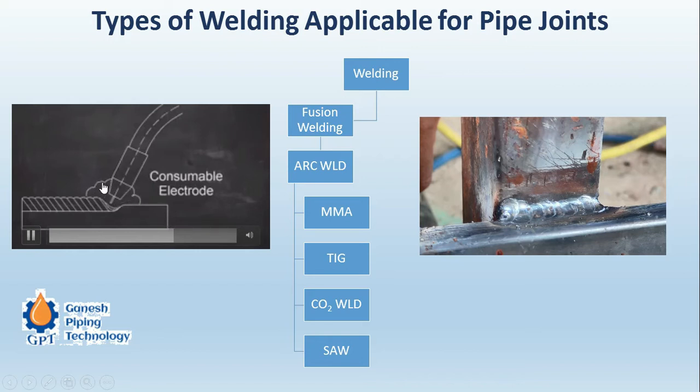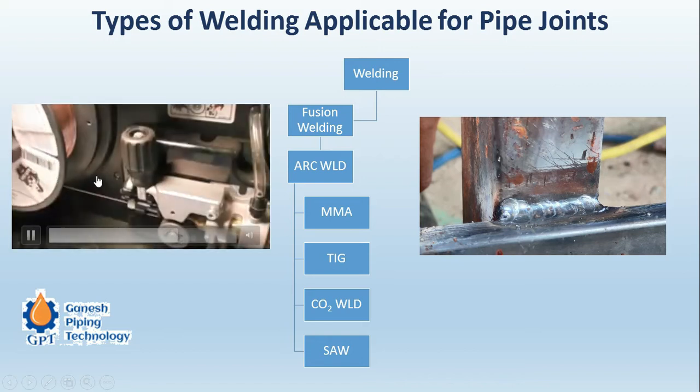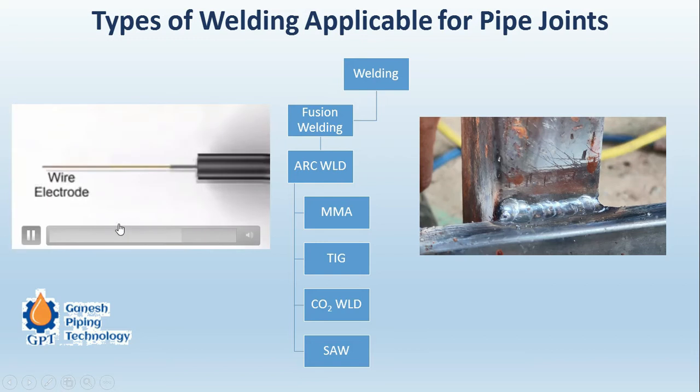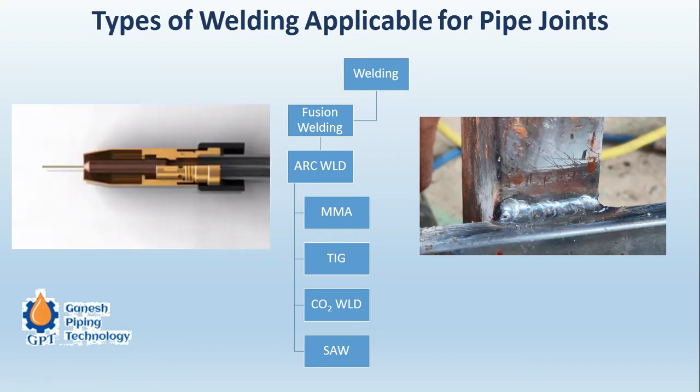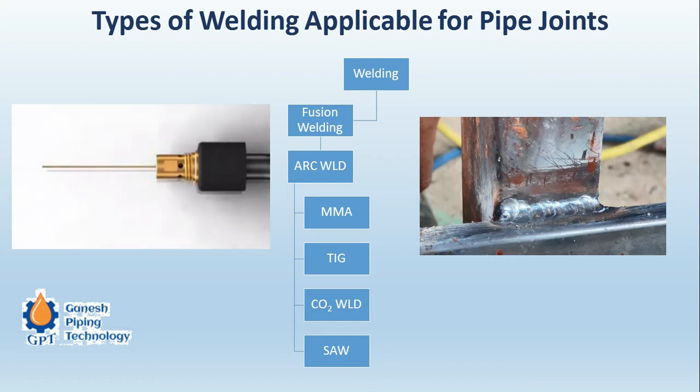See, carbon dioxide is a heavier gas, so there will always be a layer of carbon dioxide around the molten metal, and till the molten metal is solidified, the layer will be there, and it will protect the molten metal from oxidation, and because of that we are going to get a good quality welding.